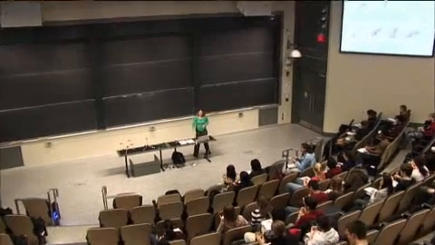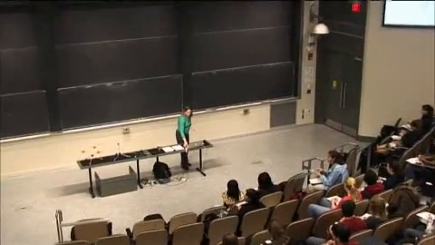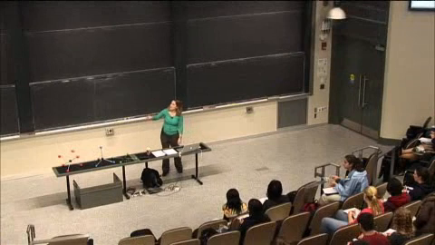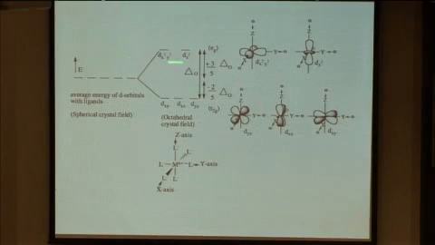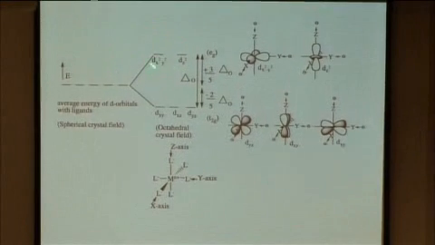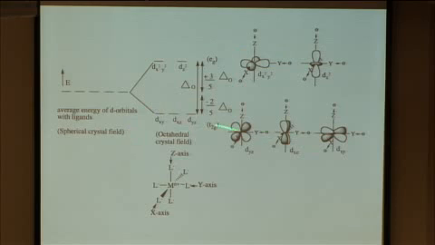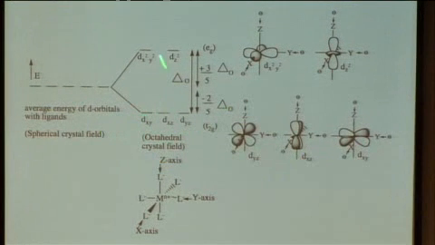So that's what we talked about last time, and I'll just remind you, we looked at these splitting diagrams as well. We looked at the average energy of the d orbitals: dz squared and dx squared minus y squared go up in energy, and then the other three d orbitals go down in energy.